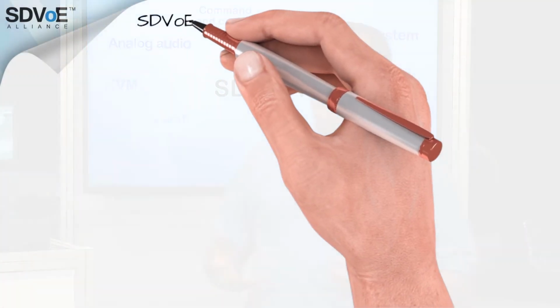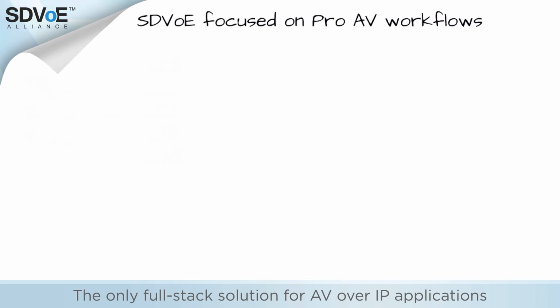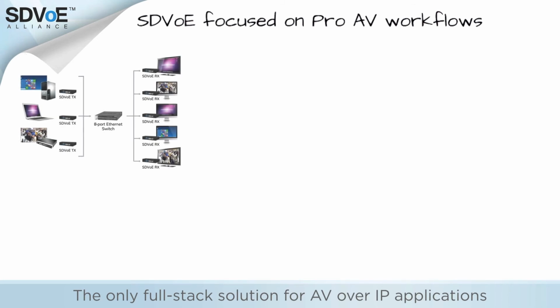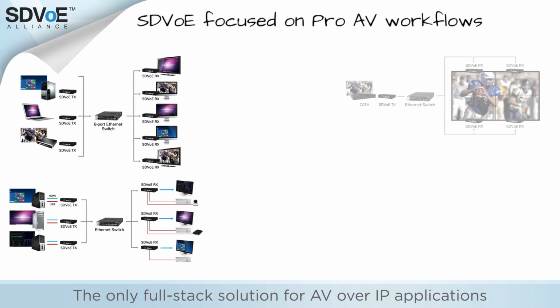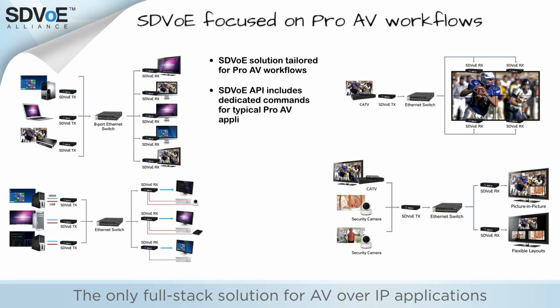SDVoE is clearly focused on Pro AV workflows. It's a full stack solution, as I showed. It's tailored for things like matrix switching, for KVM applications at the bottom left there, for doing video walls, multi-viewers. All this is baked into our API. All the typical commands required to do all the things necessary in multiple different Pro AV applications are built into that API. So you can almost think of it, we've abstracted that Ethernet layer completely. The hardware layer is transparent.